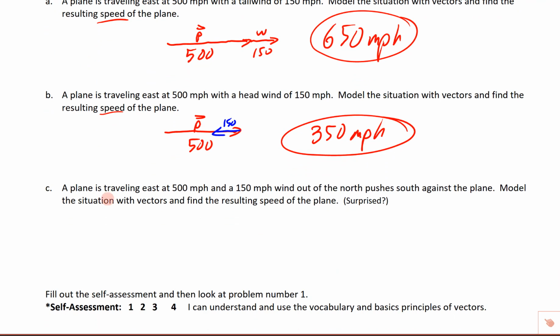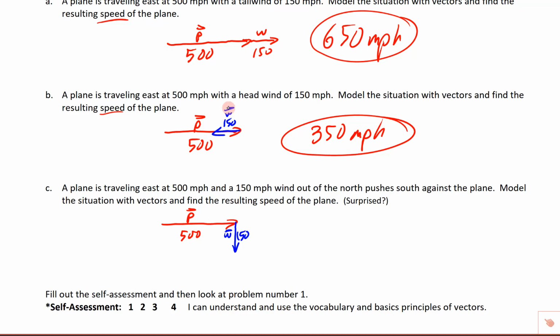It says a plane is traveling east at 500 miles per hour and a 150 mile per hour wind out of the north pushes it to the south. Okay, so let's model this the same way. So we've got the plane that's heading over here. So here's the plane vector. It's going 500 miles per hour. And then the wind is pushing out of the north to the south. So the wind is pushing against the plane going like this. Okay, so that's a 150 mile per hour wind right there. So I'm going to put a W right there to represent that vector.